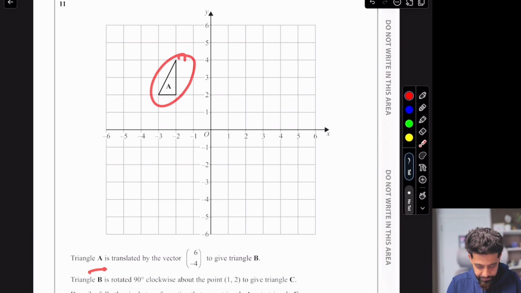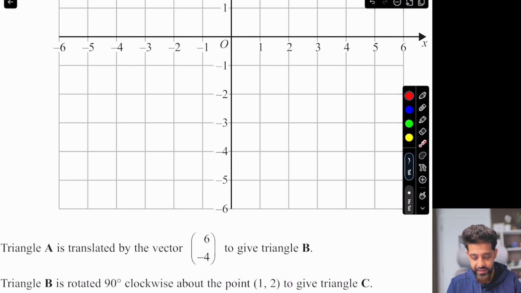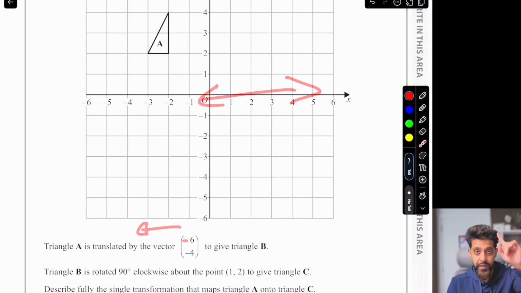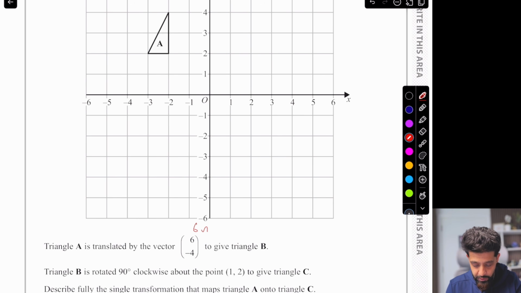Right, triangle A is translated by this vector. What does this mean? It means that it moves 6 to the positive side. This is why that is a positive. If it was minus 6, it would move 6 that way along the x-axis. So the number on the top tells us the x, which way it moves left and right horizontally. The number on the bottom here tells us our y, up and down, the y-axis. So this one moves 6 to the right and 4 down.